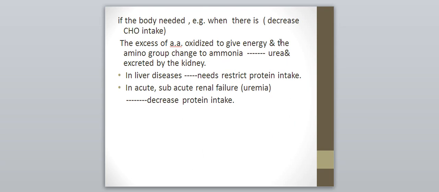The amino acid group changes to ammonia, as we said, and then to urea, and is excreted in the urine. So in cases of liver disease, we need to restrict protein intake, as well as in patients with acute and subacute renal failure, as there is uremia, and we also have to decrease the protein intake to facilitate recovery.